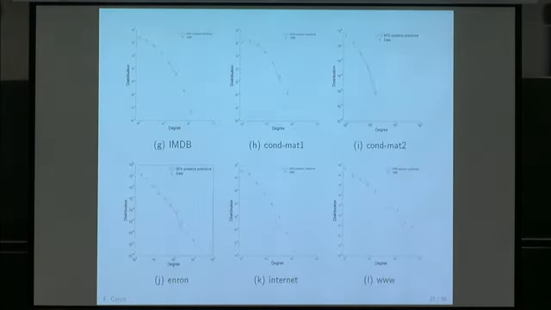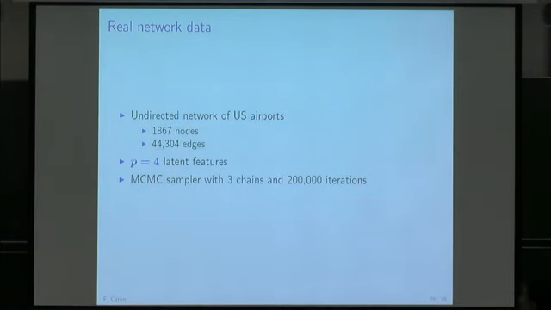Now just some illustration with p greater than 1. We managed to have the algorithm work. When p is equal to 1, the algorithm scales very well to large networks. When p is greater than 1, we still need to work a bit on it. It works for a network of 2,000 nodes, but we hope that we will manage to handle larger networks. Here we look at the undirected network of US airports, 1,800 nodes, 44,000 edges, and we're using here p equal 4 latent features.